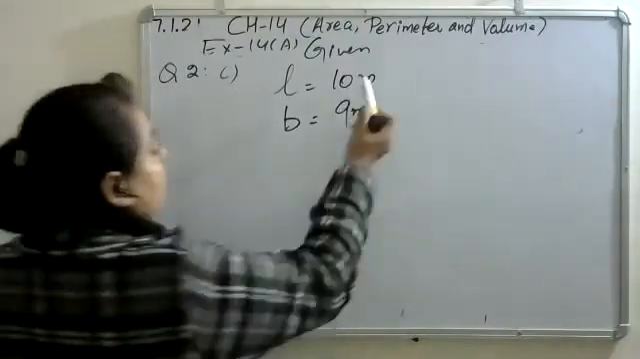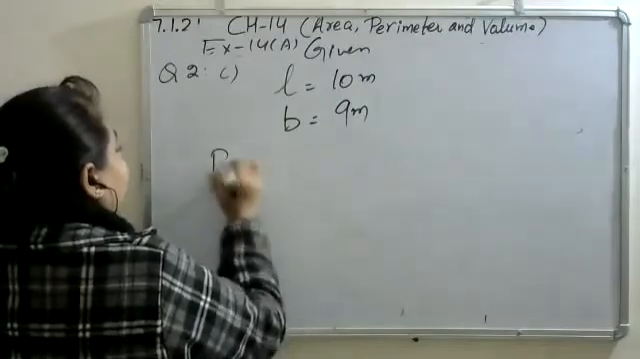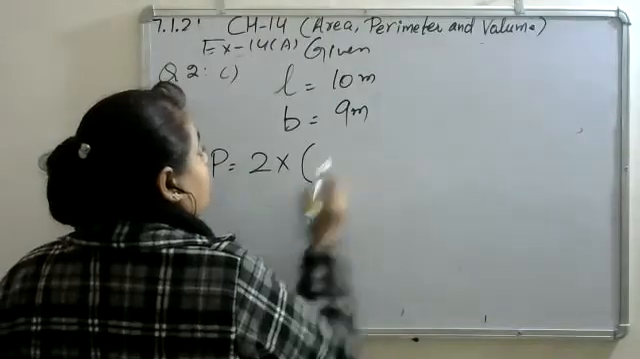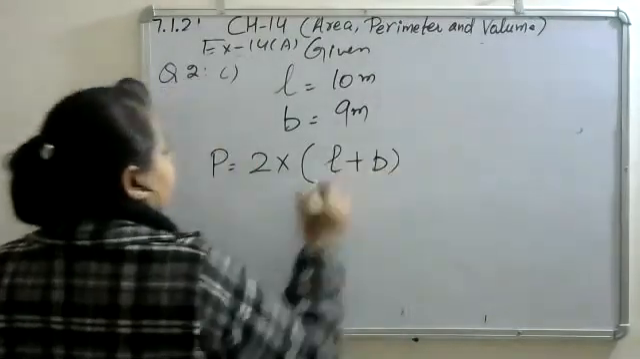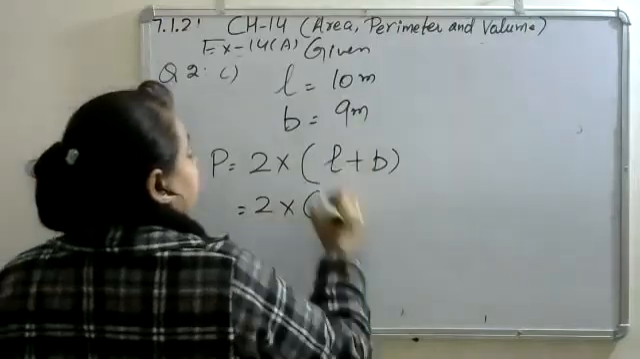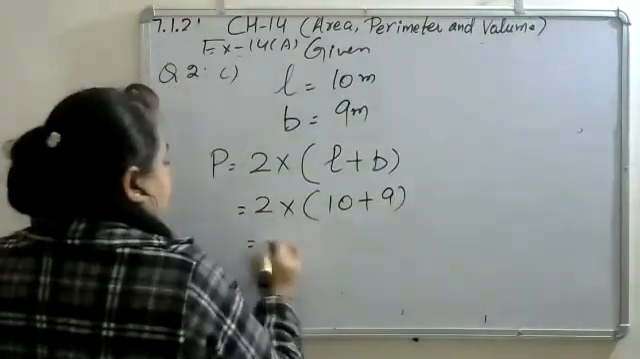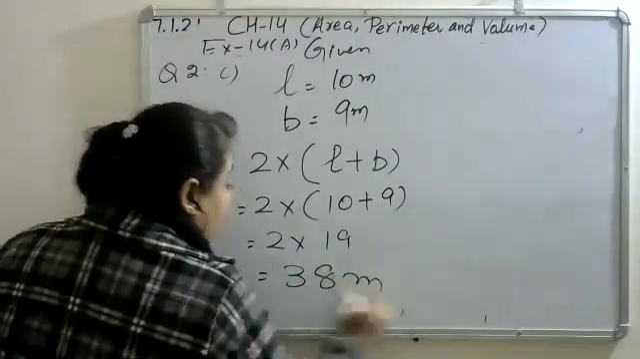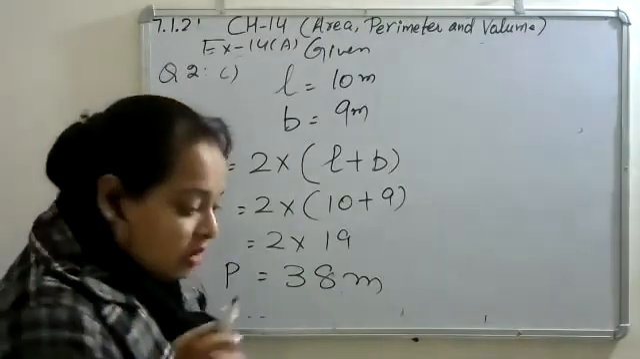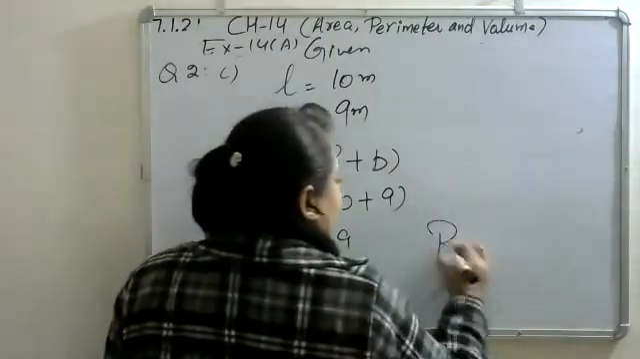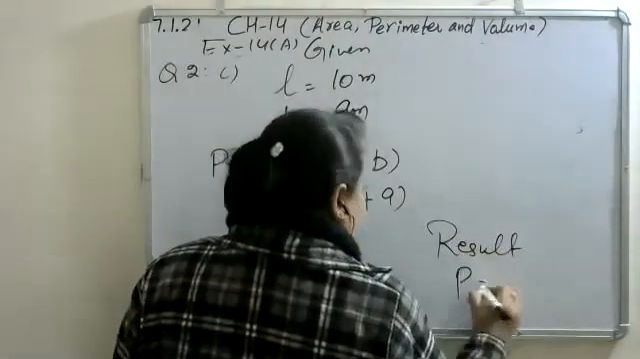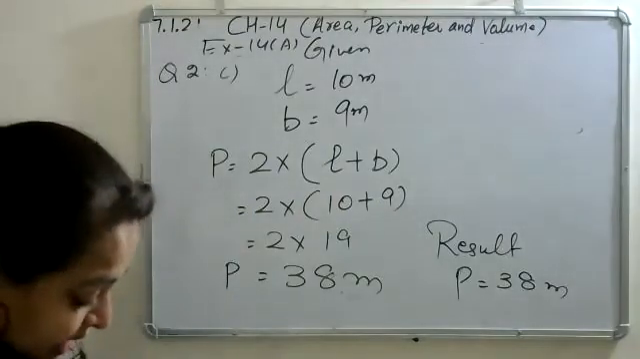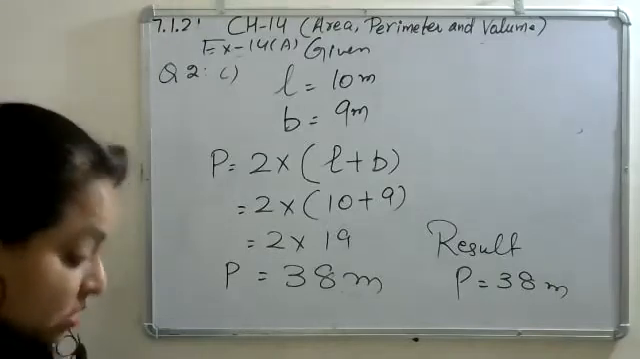So write down meter. Now the perimeter of rectangle is 2 multiplied by, under bracket, length plus breadth. It is very much compulsory to use this bracket. So length is 10, breadth is 9. So 2 multiplied by 19. So this is 38 meter, not centimeter. So in the result, you will write perimeter is equal to 38 meter. So like this, you will solve the sum. After that, come to the third question.